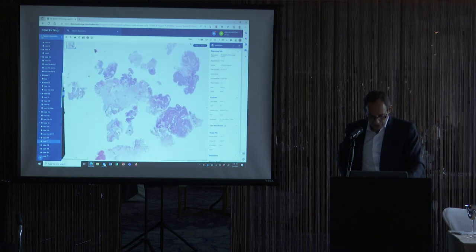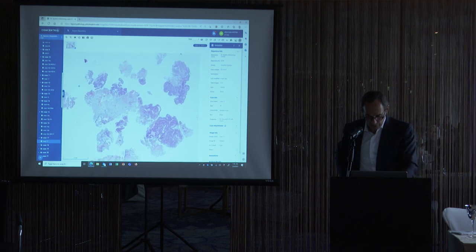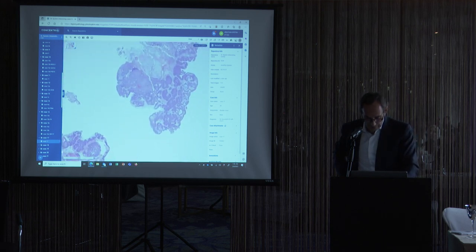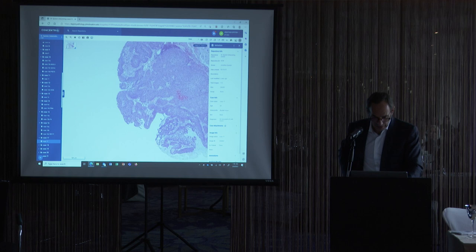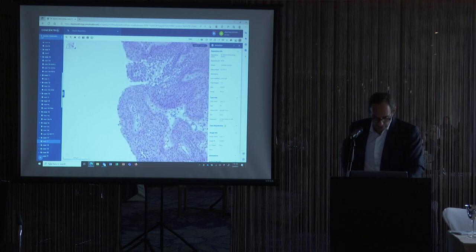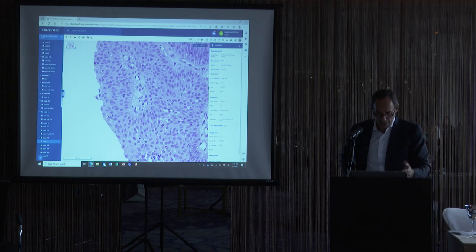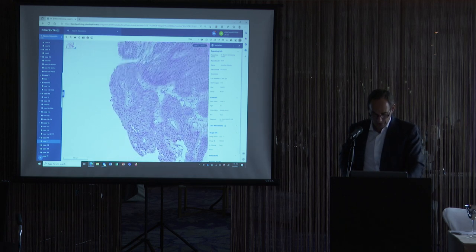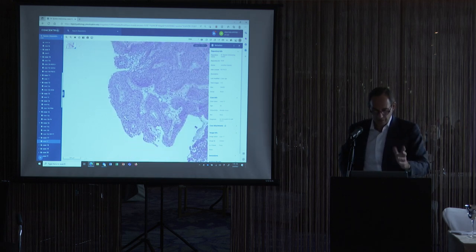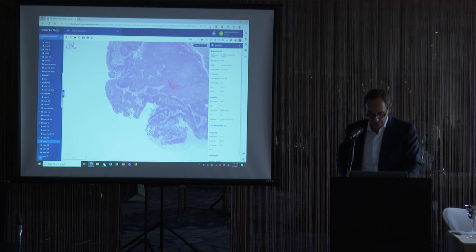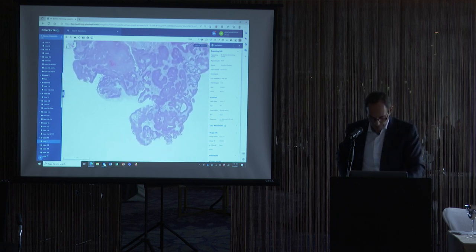So this is a bladder tumor, another bladder tumor. At low power, a lot of this tumor is papillary. It's low grade, the nuclei are relatively uniform, not a lot of mitoses, polarity is maintained. So I won't go into that much, but this is a low-grade, non-invasive papillary cancer. Most of it's low grade, not a problem.